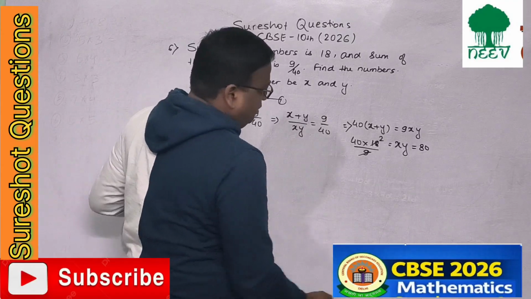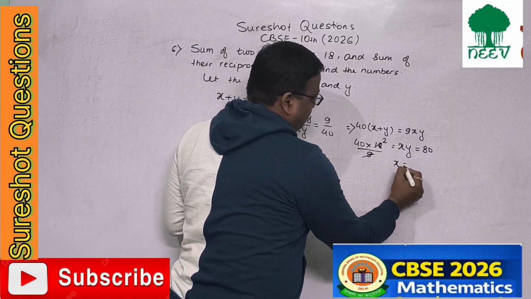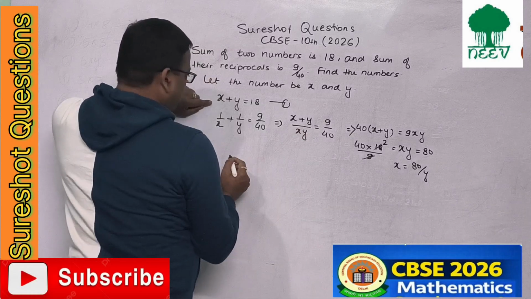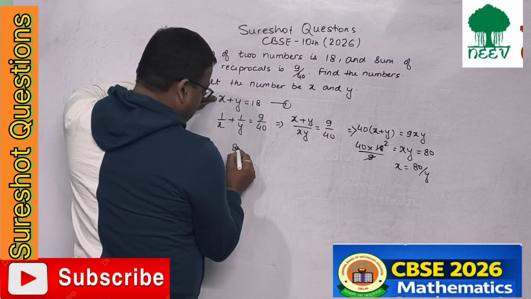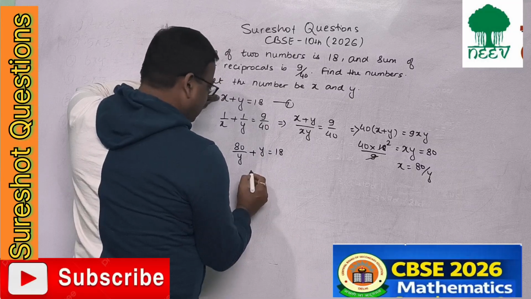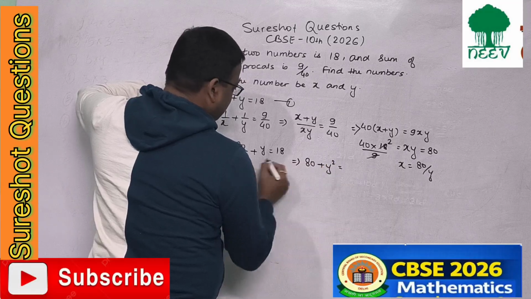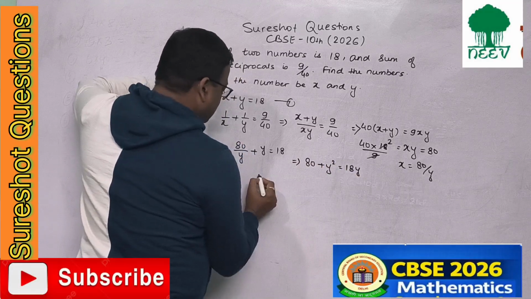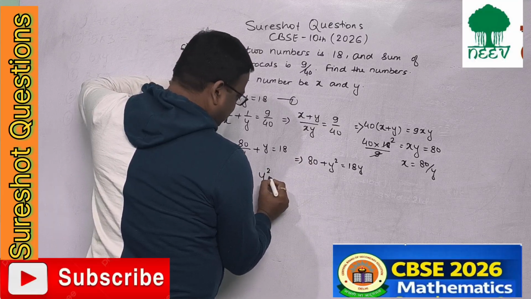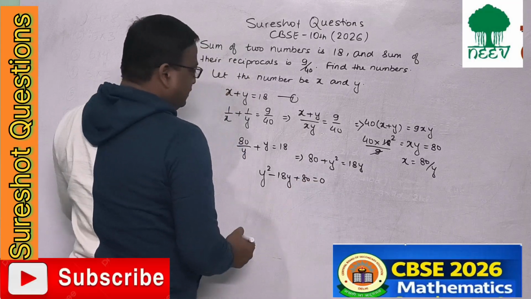Correct? So we'll take the value of, say, x is equal to 80 upon y and put it in equation 1. So 80 by y plus y is equal to 18. This will become 80 plus y square is equal to 18y. So we have got the final equation as y square minus 18y plus 80 is equal to 0.